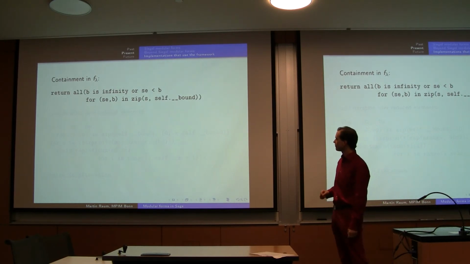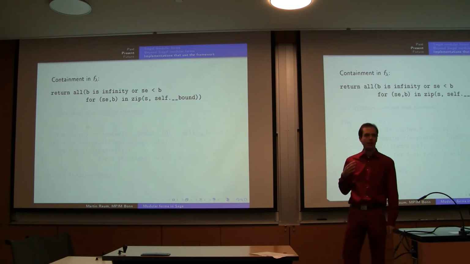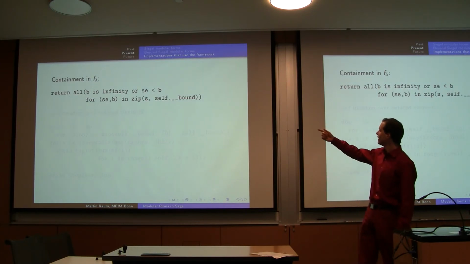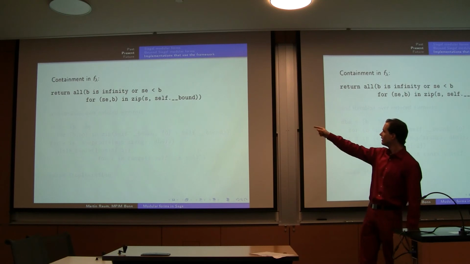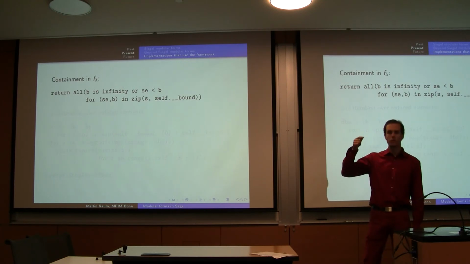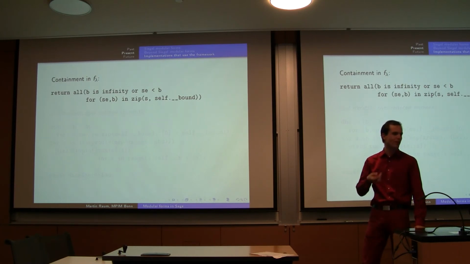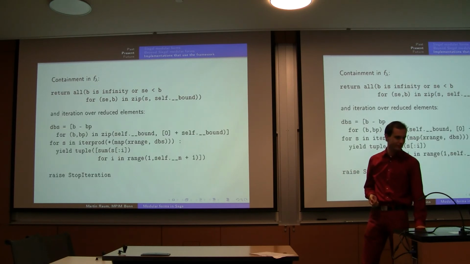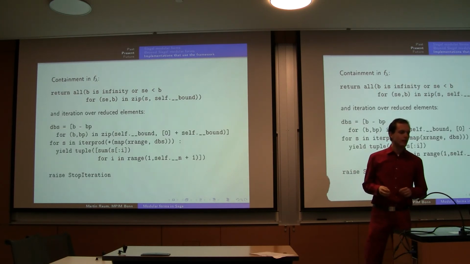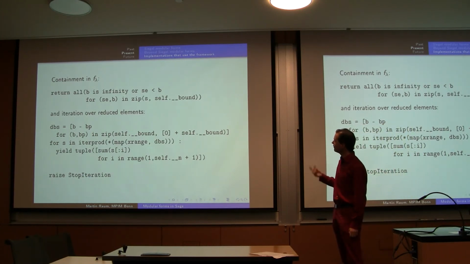The filter, we need to check whether elements are contained in a filter, but that just means that either a bound B is infinite or an entry of S, the index for the monomial, is lower than B, the bound, and that we do for all exponents, and we are done. That's 2 lines. And we need to iterate over reduced elements. In that particular case, that's very, very easy.